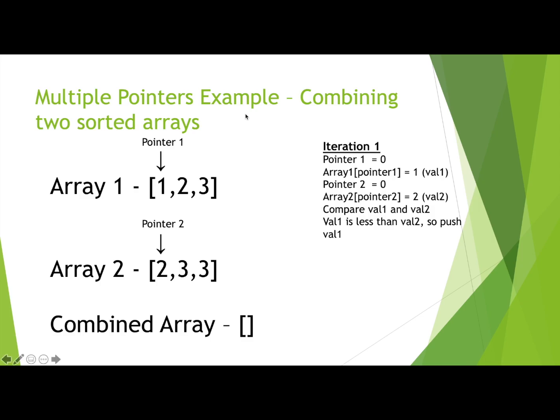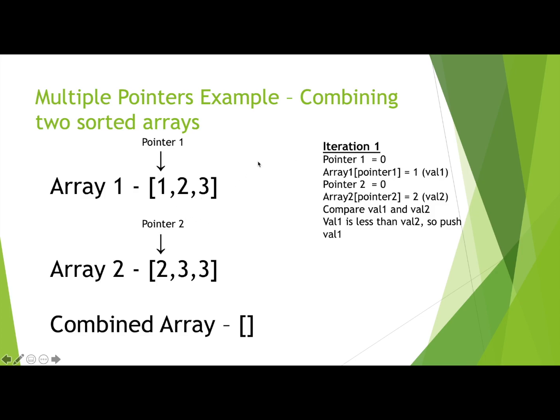So here's an example of using multiple pointers, right? Let's say we want to combine two sorted arrays. Well, the thing that we could do is create a pointer for our first array and a pointer for our second array. We'll call these pointer 1 and pointer 2 corresponding to their array names. Since we have these two pointers pointing at different values in two different arrays, we keep track of both of the arrays at the same time.